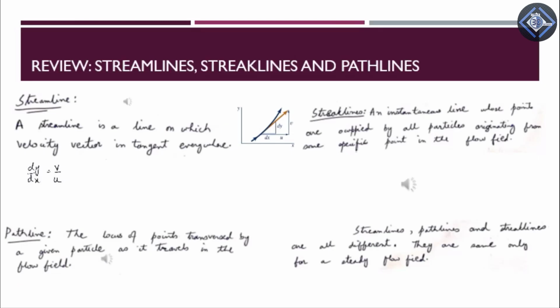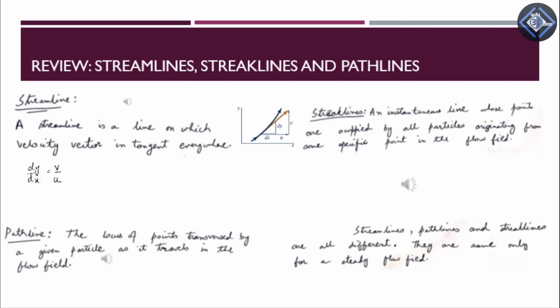This is the definition of streamline, pathline, and streakline that we had already discussed in a previous lecture. A streamline is a line on which the velocity vector is tangent everywhere. dy over dx is equal to v over u. That is the equation of the streamline, and we see that there is no time involved in this equation, so a streamline is independent of time.